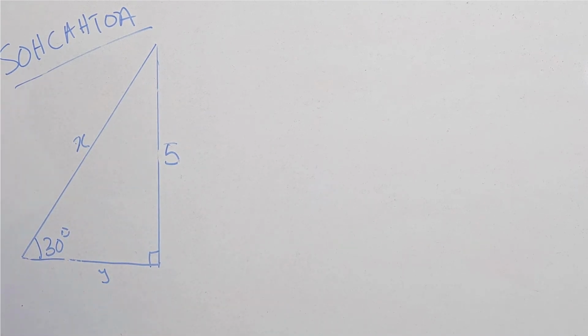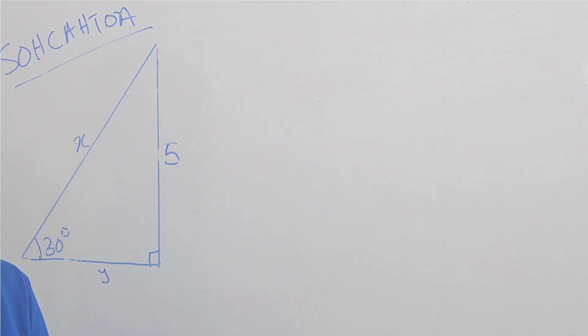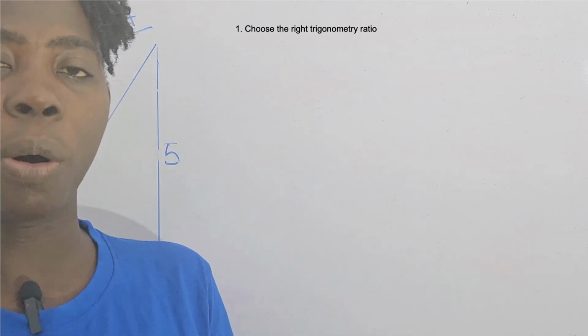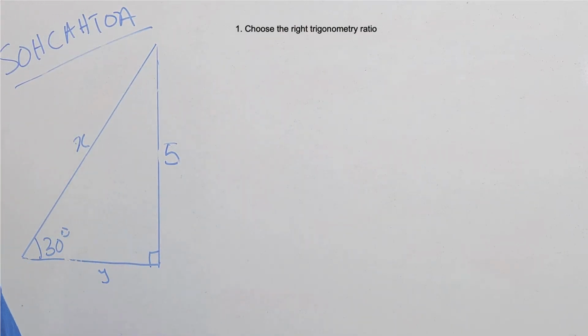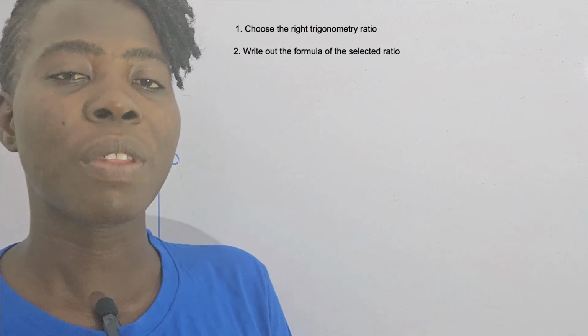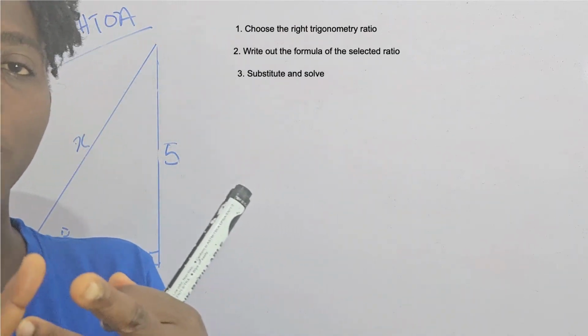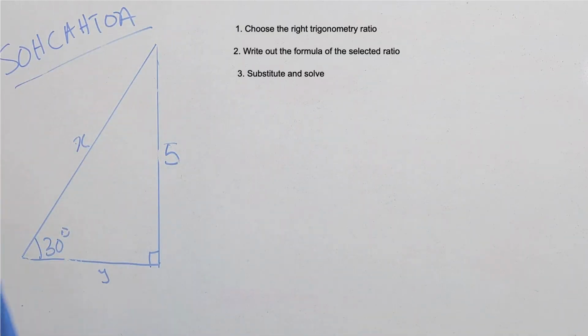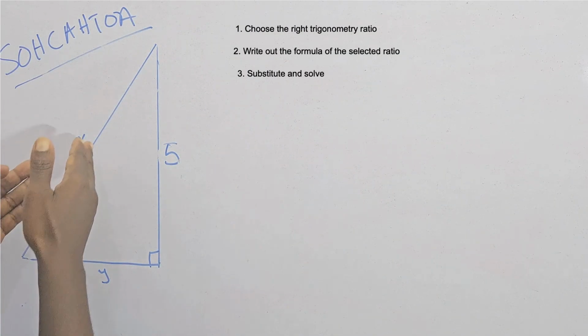Now to do this, there are steps to follow. Firstly, you have to choose the right ratio. Is it sine, cosine or tangent? Having chosen the right ratio, you write out the formula, and finally you substitute and solve the equation. So let's do this. I'm going to start with x.